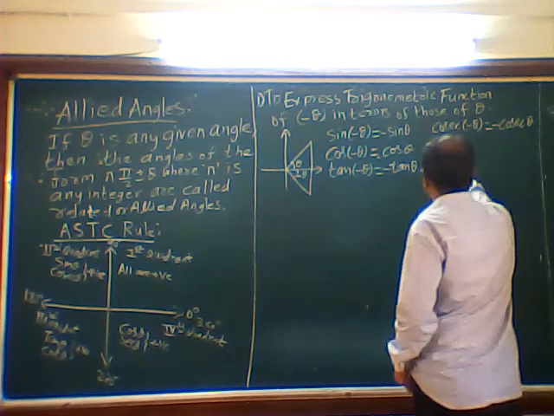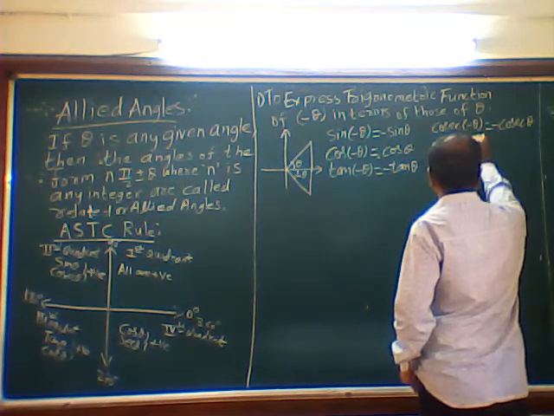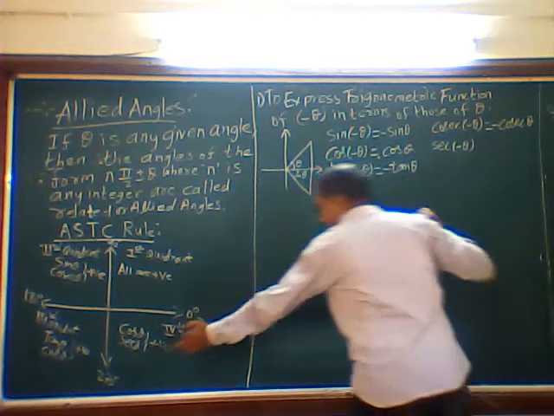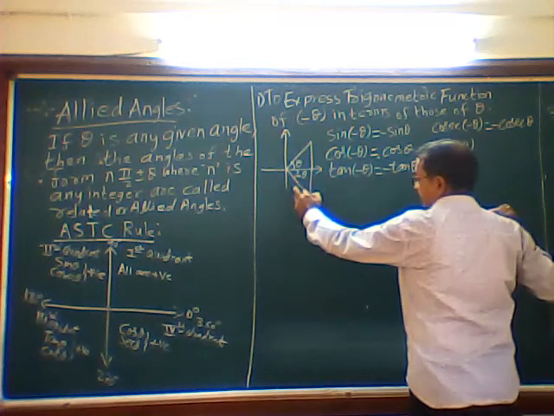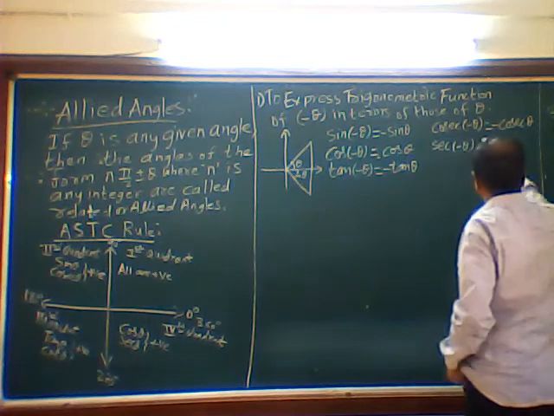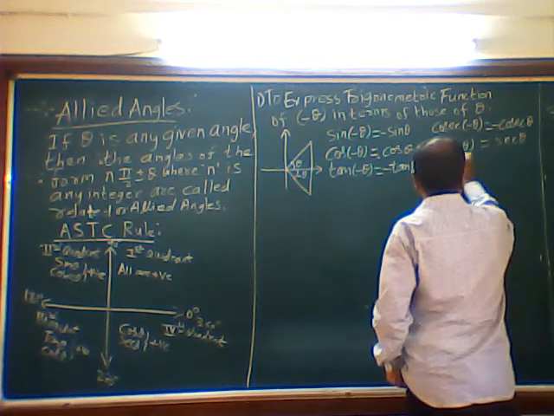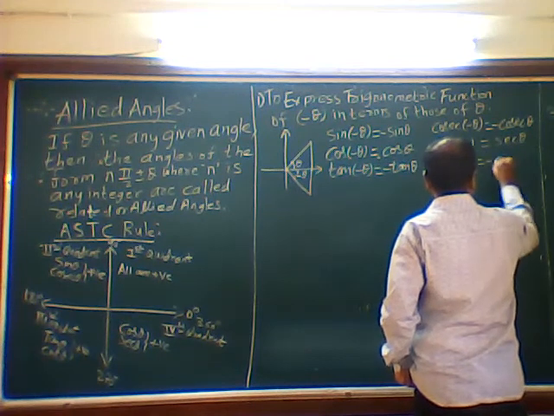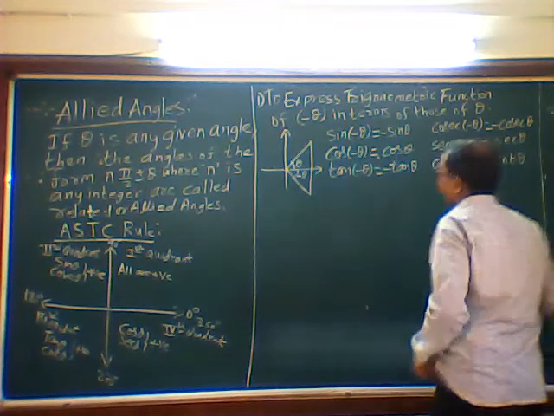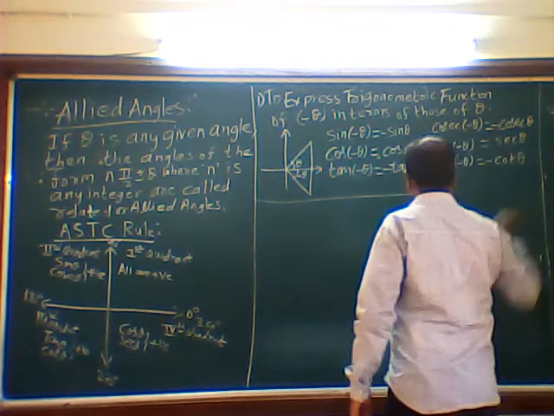Okay, sec of minus theta. I said now cos and sec are positive in the 4th quadrant, and this is lying in the 4th quadrant. So it is positive, sec. Then cot of minus theta is minus cot. So this is that. This is over.